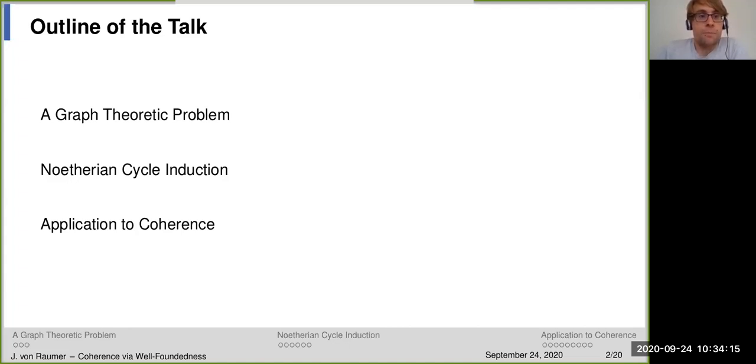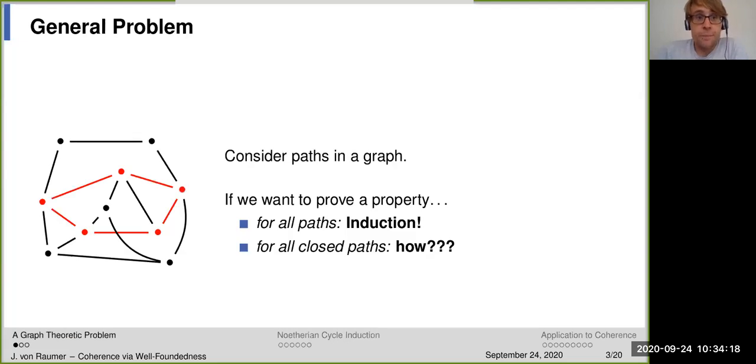Okay, so let's start with the first part. As I said, we want to make it a pure graph theoretic consideration. So it boils down to the following problem. If we have paths in a graph, like the one shown on the left, and we want to prove some property for all paths, then the usual way would be to just apply induction on the path, because every path is either the empty path or a path where we added an edge to another path. So it pretty straightforwardly admits induction.